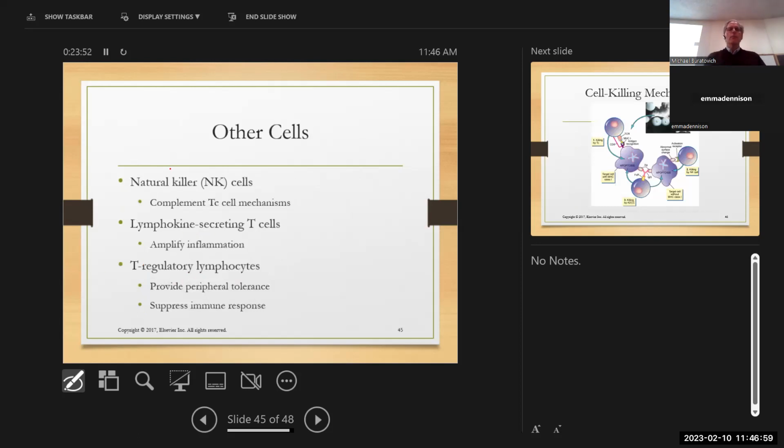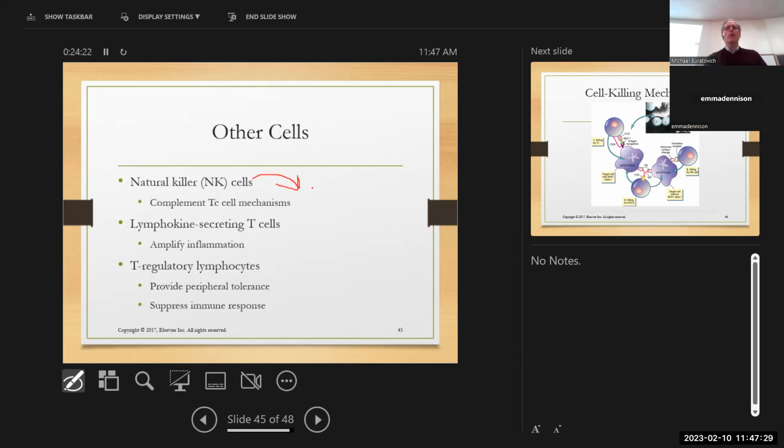Natural killer cells. Natural killer cells are interesting cells. They have receptors on their surface for damaged proteins. So if it comes to a cell and there's enough damaged proteins on the surface, the natural killer cell will bind to those damaged proteins and will secrete a cocktail of entities that kill the cells.